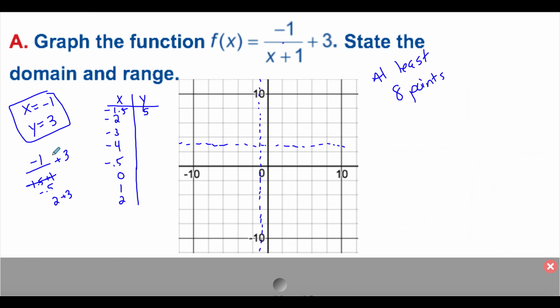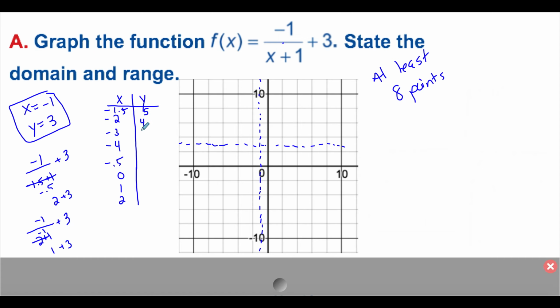All right. Now if I plug in a -2, so -1 over -2 plus 1, plus 3. So I do this, I get -1 over -1, which is +1, plus 3 is 4. Okay, and we're going to get the rest of the numbers here really quick.